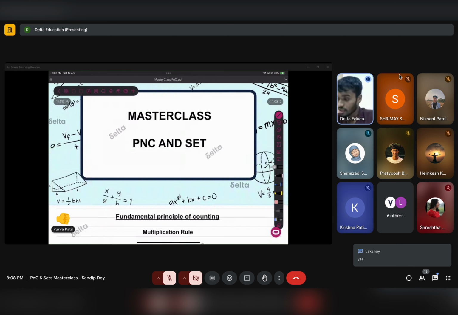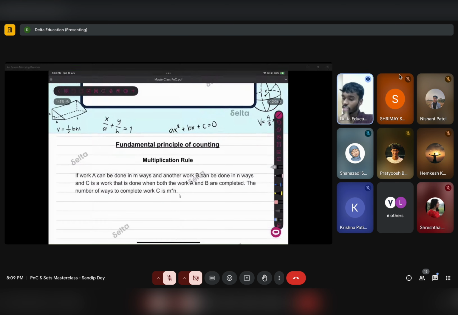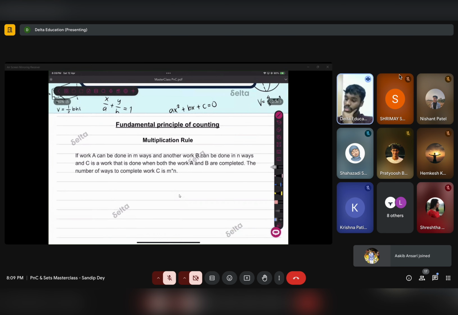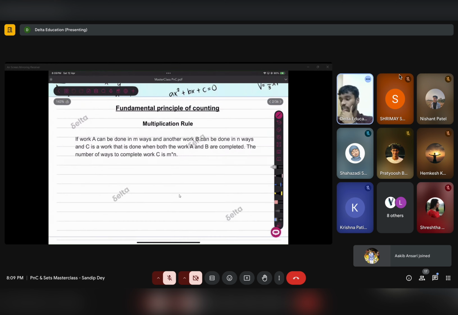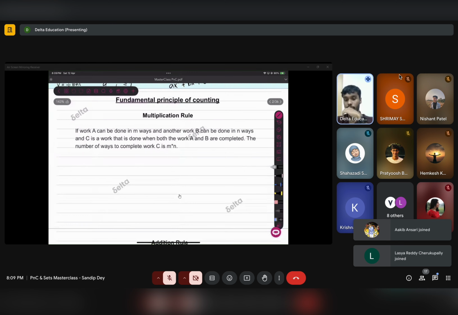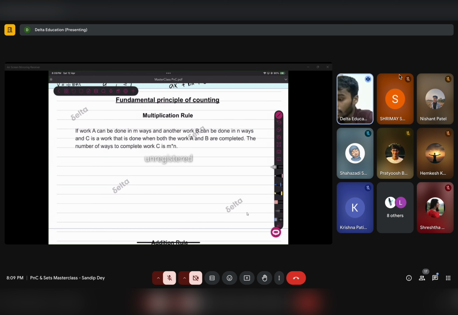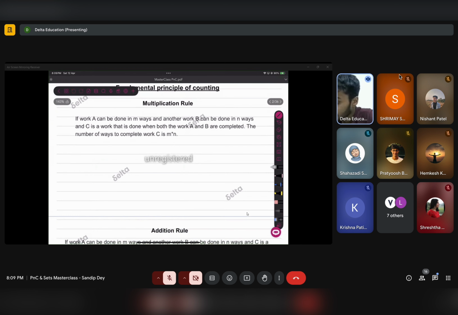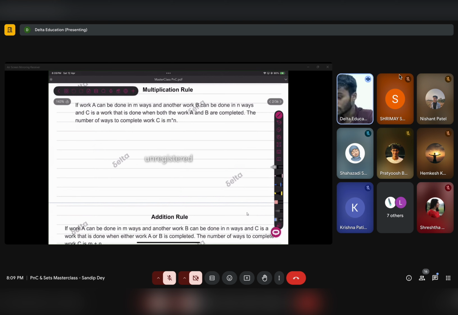So first of all, we'll start with PNC, right? At the beginning, we have the fundamental principle of counting. The multiplication rule. What does the multiplication rule say? That if a work A can be done in M ways, and another work B can be done in N ways, and C is a work that is done when both work A and work B are completed, the number of ways to complete the work C is M into N. Okay, let's understand this with an example.